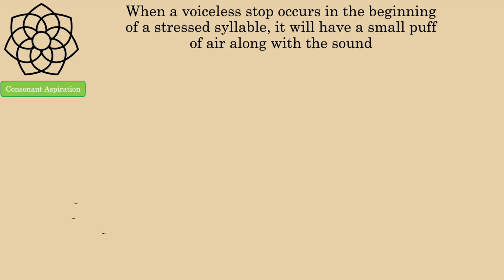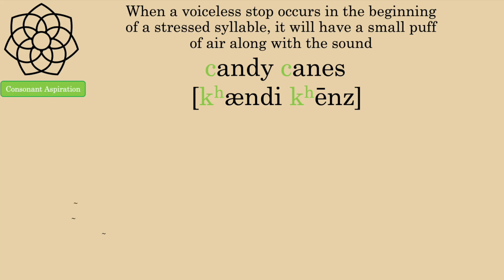All right, so the next one is consonant aspiration. This is a strange occurrence that happens when we have a voiceless stop occurring at the beginning of a stressed syllable, and there's a little puff of air that comes along with the sound when you're making it. So if you say something like candy canes, you have a voiceless stop, this k sound, and as you move on to the rest of the syllable or the vowel sound, you start to feel this little puff of air as your voice turns on. Candy canes. It's like we're pushing a little bit extra air before we turn our voice box on. And they often represent that with an H.